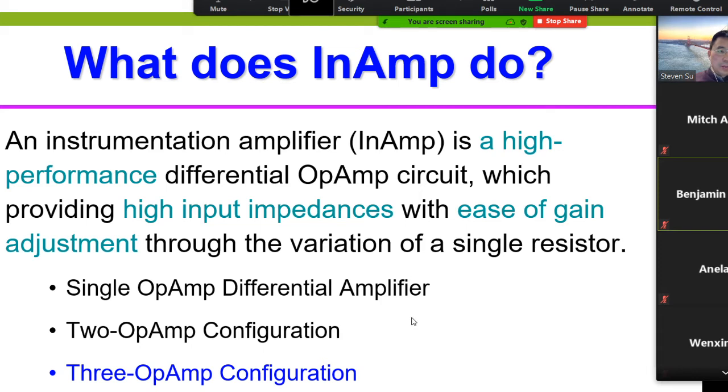For the instrumentation amplifier, you can use a single op-amp differential amplifier. This is the amplifier we discussed, but this one is integrated together, making the resistor values very accurate. You remember this condition that you can derive the differential amplifier transfer function. And also you have the two op-amp configuration, we will show you later. And the most important one is the three op-amp configuration. For your assignment 2, you can select at least the two op-amp or three op-amp configuration. The one op-amp configuration is not recommended, but you can still use it.